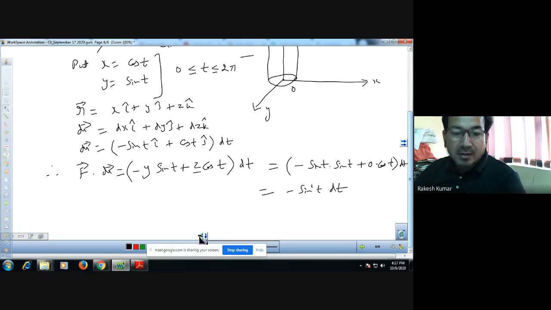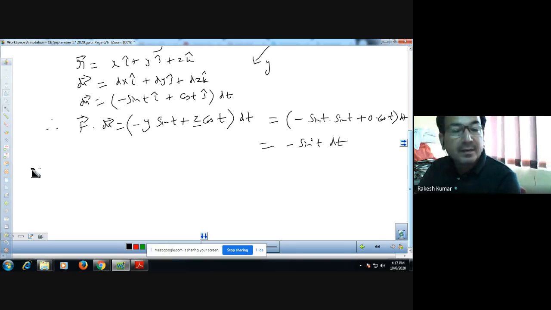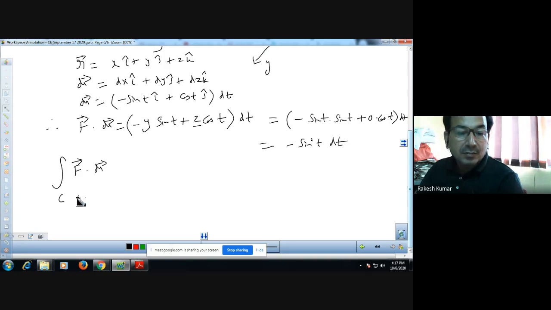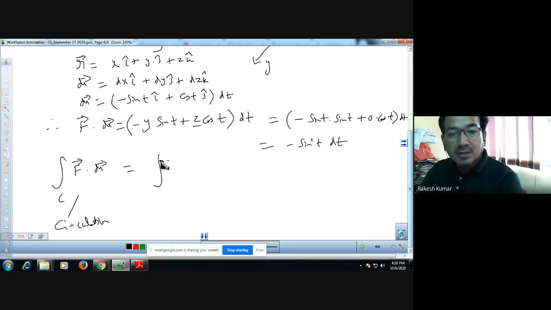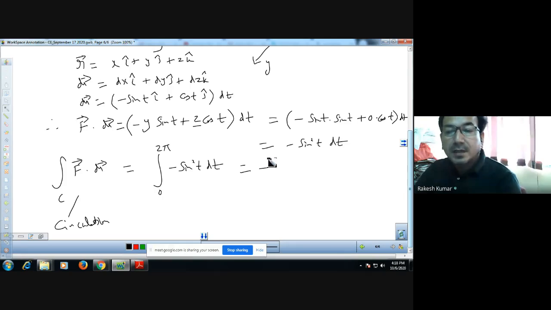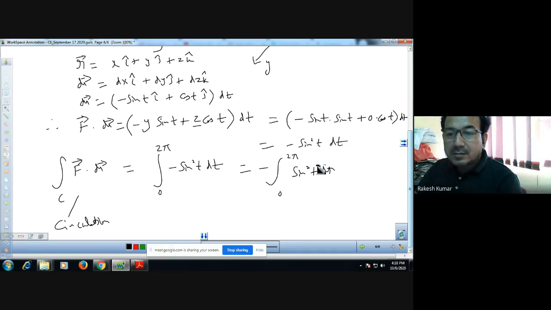For finding out the circulation of the vector point function, circulation means this line integral of F dot dr. This is the meaning of the circulation of a vector point function. So you can write here, this is the circulation of the given vector point function. You can put the value of F dot dr, that is minus sin square t into dt, and t has limits 0 to 2 pi. Now you can integrate it. The minus sign is common, and you can take it outside of the integral sign, so it can be written like this: sin square t dt.